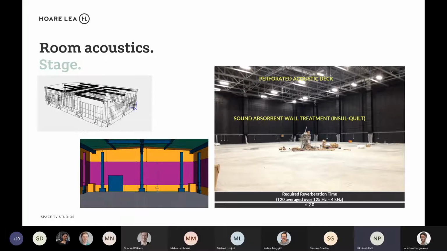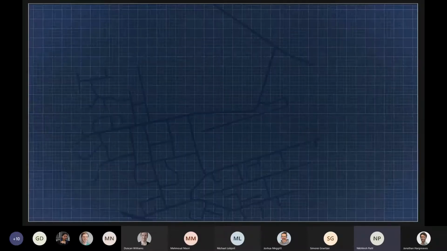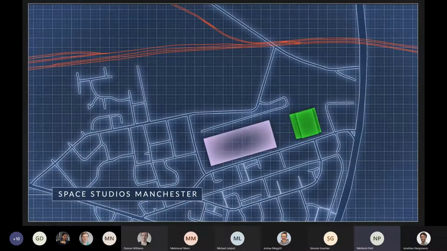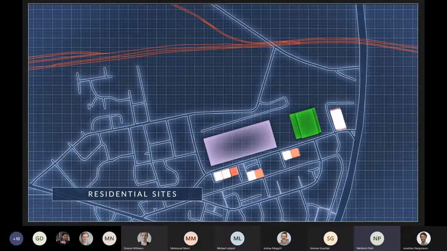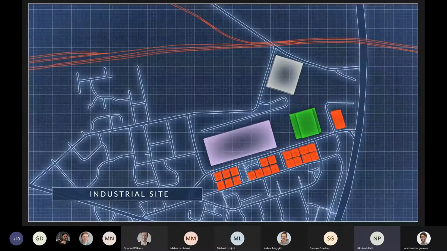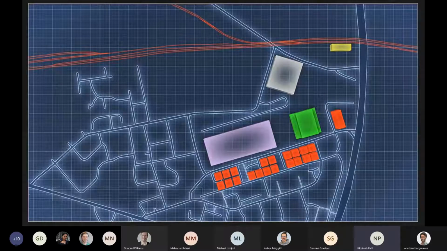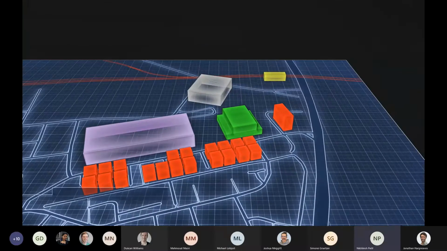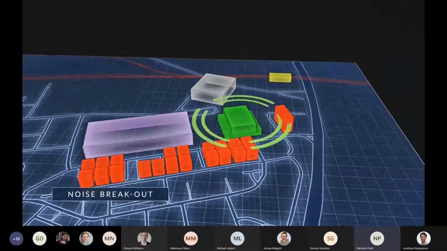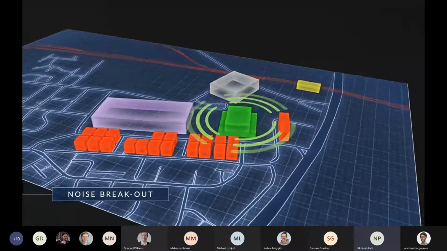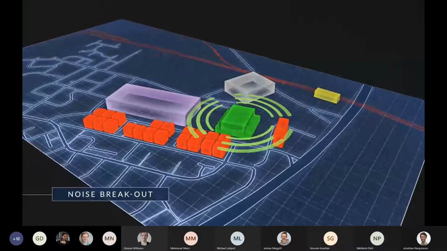Okay, so what I'm going to do is show you a quick video summarizing what the project was. So we had space studios next to an array of residential and industrial sites, as well as transportation, rail and road. So we needed to protect against noise breakout to make sure the residents aren't adversely affected.